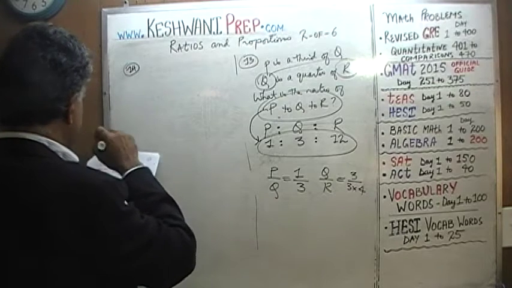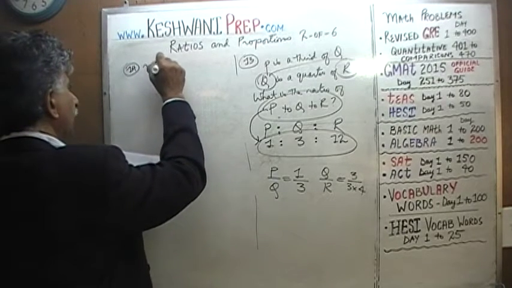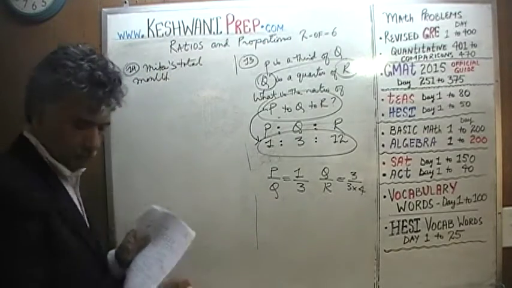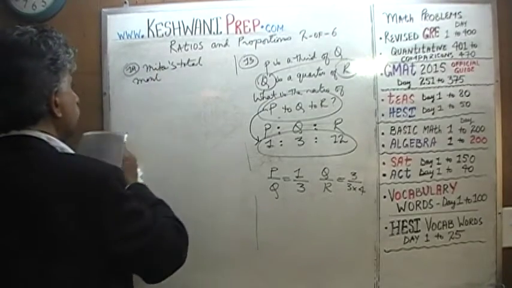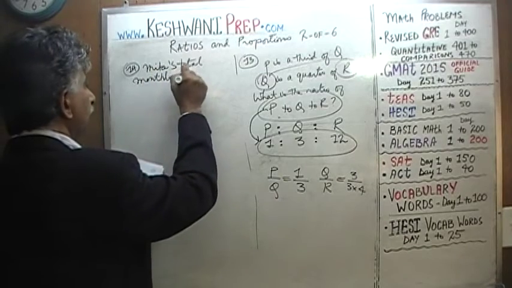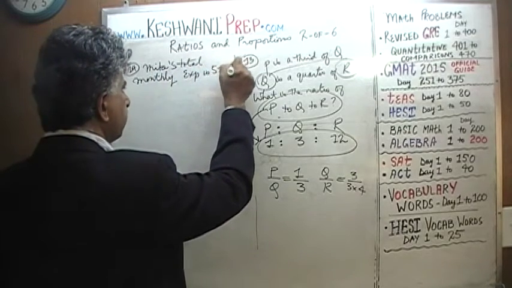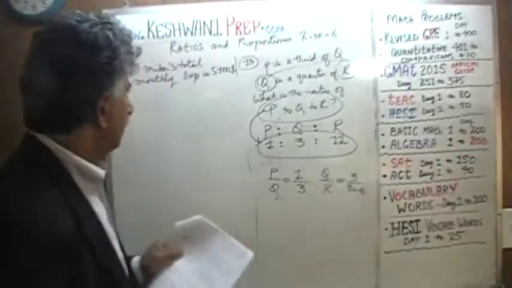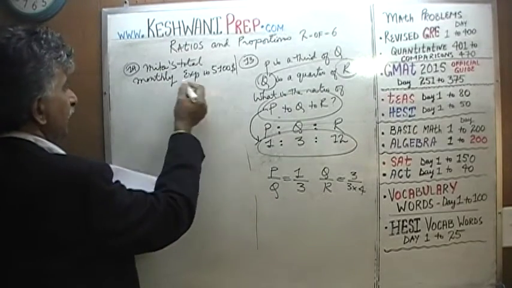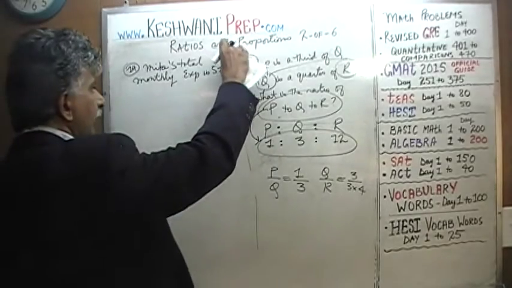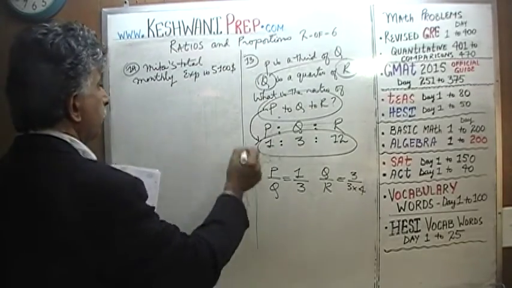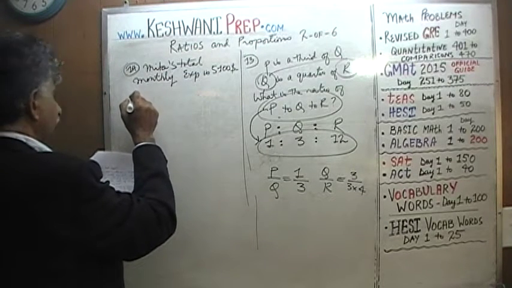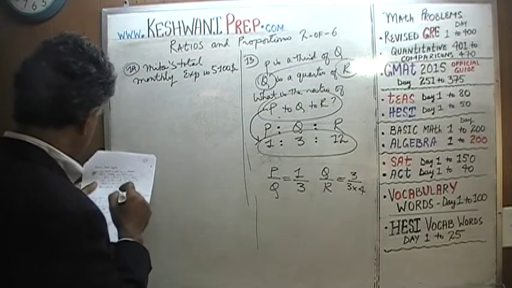In number 14, we are told that Mike's total monthly expenditure is $5,100. He spends a total of $5,100 every month.